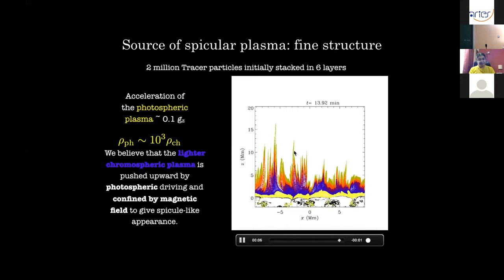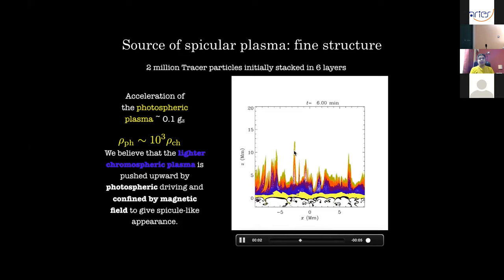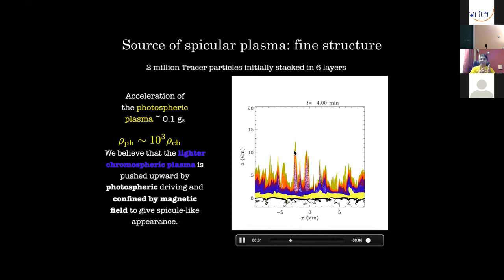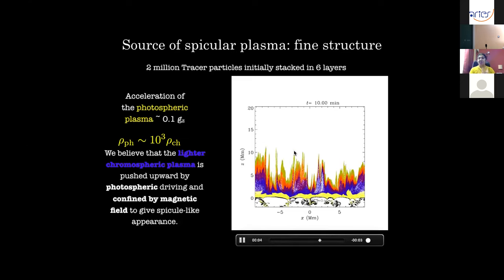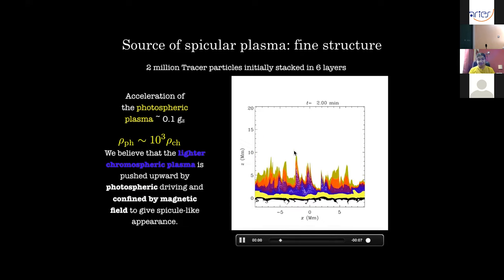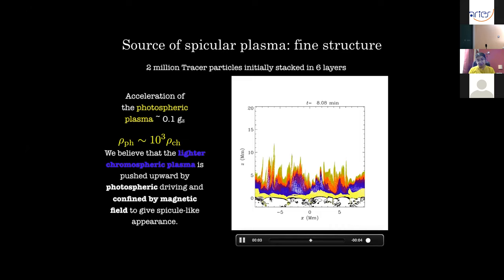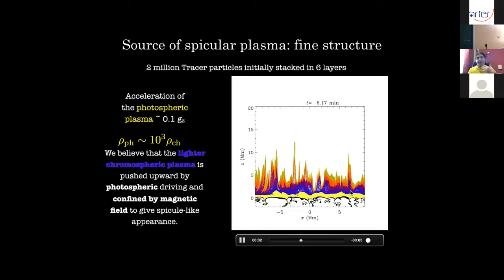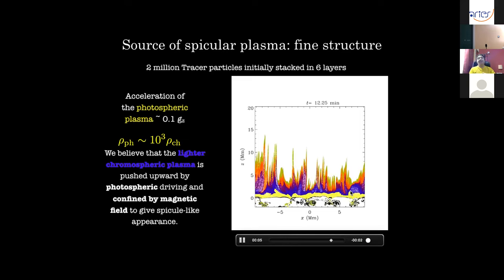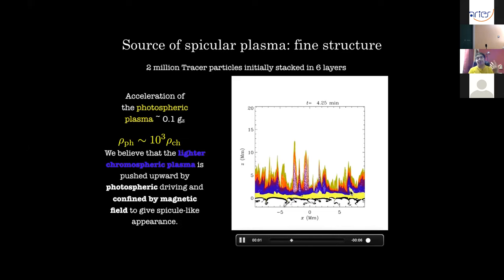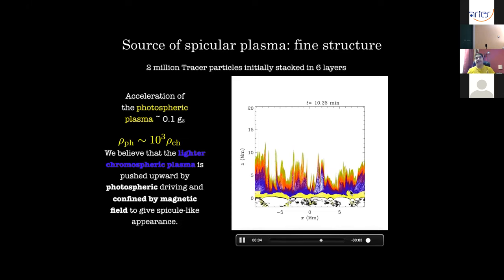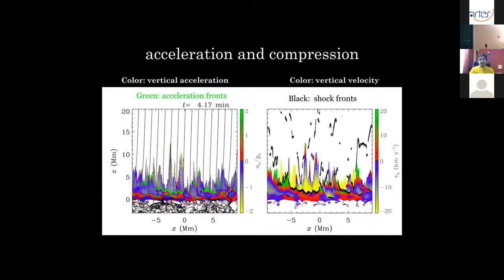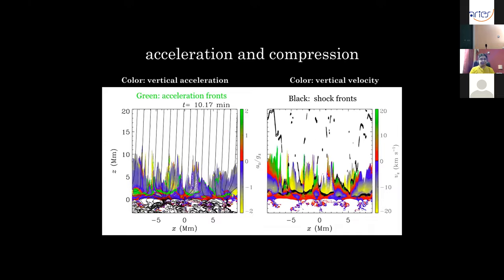From this, we think that this chromospheric plasma is being pushed upwards by this photospheric driving, and it is being confined into spicule-like structures because of the magnetic field that is present in the domain. At no point do we see any of the photospheric plasma go all the way up into the atmosphere. It is always the chromospheric plasma, which, being lighter, is kicked up higher, which is obvious because if the force is larger and the mass is less, it experiences a larger acceleration. It is just your normal Newton's law.